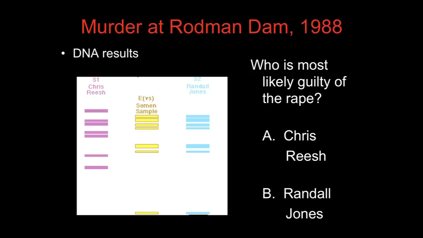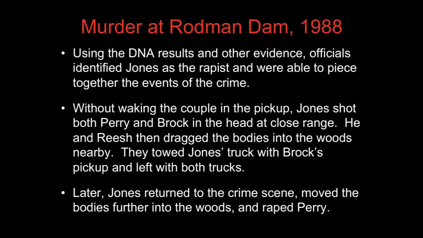So you can quickly identify that the pattern of DNA evidence in this result shows that Randall Jones was the perpetrator of the rape. Using these DNA results and other evidence that the police were able to put together, officials identified Jones as the rapist and were able to piece together the rest of the events of the crime.